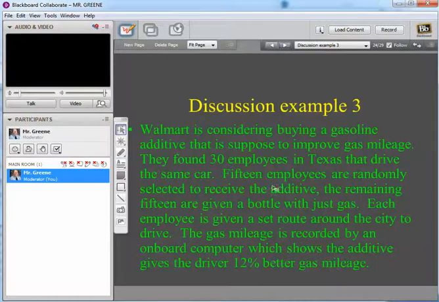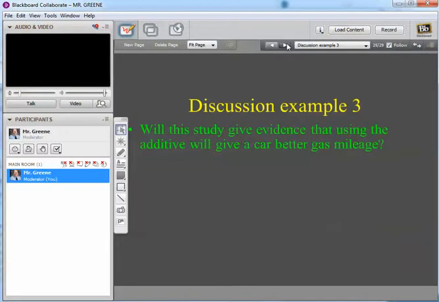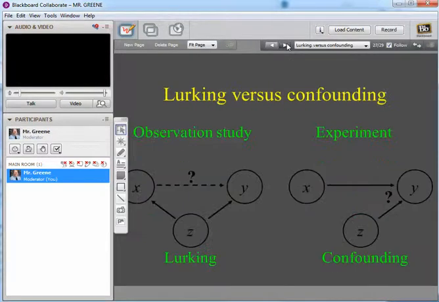Okay, this is a third example. It talks about Walmart considering buying a gasoline additive. We'll talk about those 3 discussions. I want you to make certain you understand them, or that you have seen them, before we go into the discussion. So you'll look at those and we'll talk about them during the Class Connect.